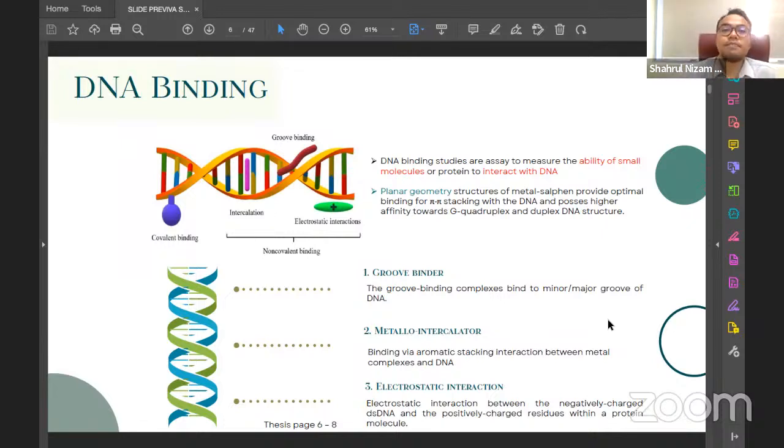We also want to study DNA binding. DNA binding means we want to see how strongly our ligand and metal complexes can bind with DNA. The stronger they can bind with the DNA, the better. So later I will show you the value of the Kb, the DNA binding strength. Yeah, we can actually quantitatively tell how strong the binding is between our ligand and complexes with our DNA.